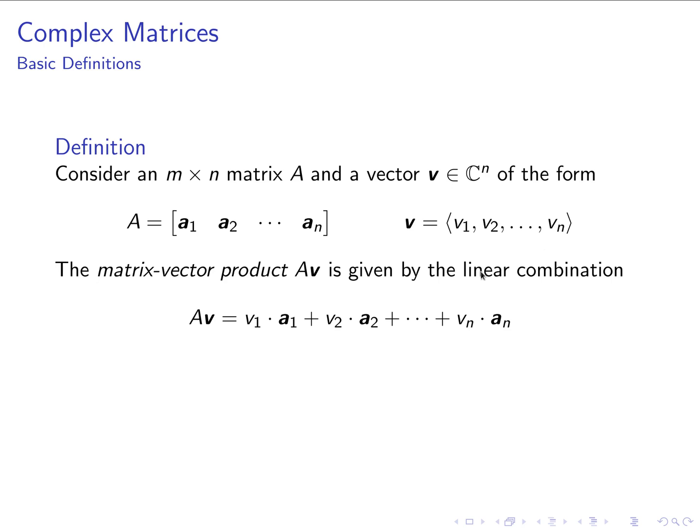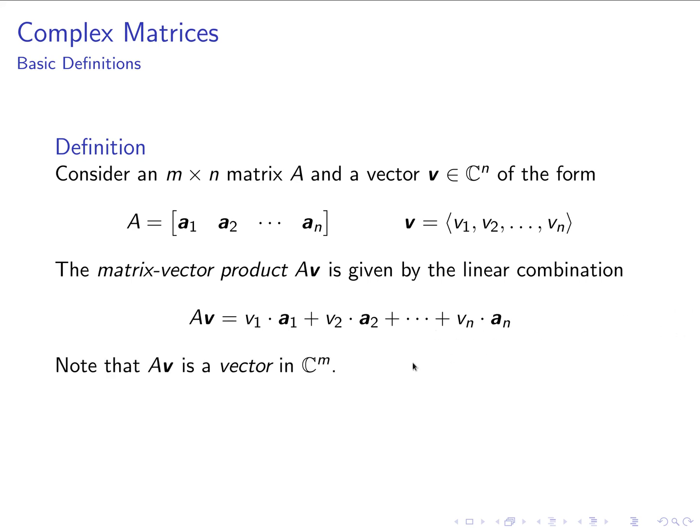What we do is we construct a linear combination of the columns of our matrix, where the scalars we're using to scale each of the columns come from the vector v. So in our matrix vector product, we're taking the first coordinate of v and multiplying by the first column of A. Then we're taking the second coordinate of v, multiplying by the second column of A. And then we keep doing this until we get to the last coordinate of v and multiply by the last column of A. And then we sum all of those terms together.